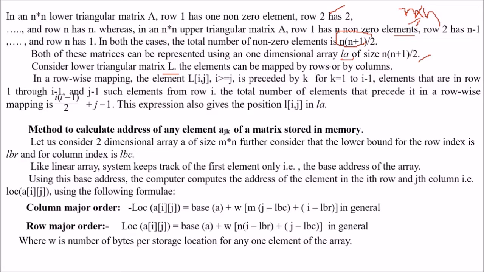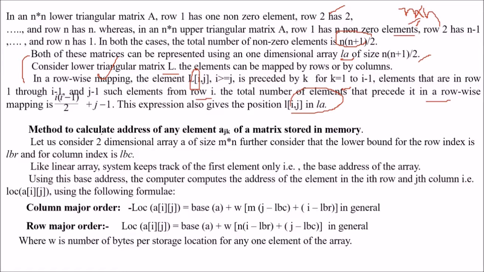The element can be mapped by rows or by columns. In a row-wise mapping, the element Lij, where i is greater than or equal to j, is preceded by elements in rows 1 to i minus 1, and j minus 1 elements from row i. The total number of elements that precede it in a row-wise mapping is i(i minus 1)/2 plus j minus 1. So this expression also gives the position in LA.